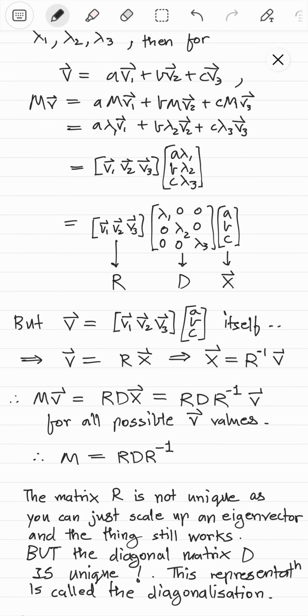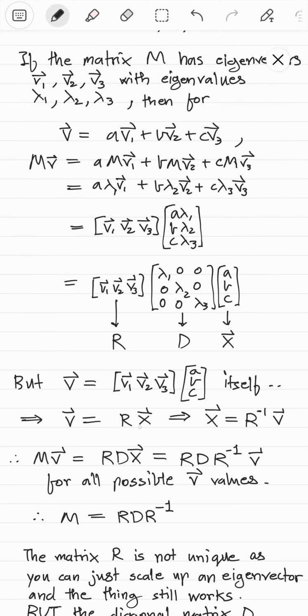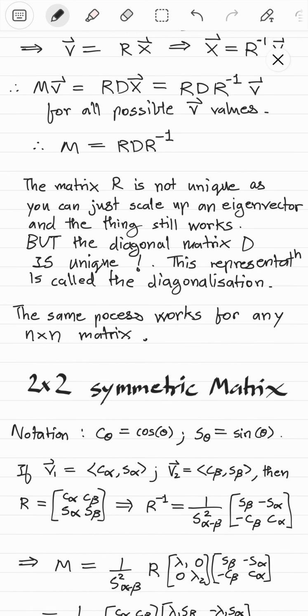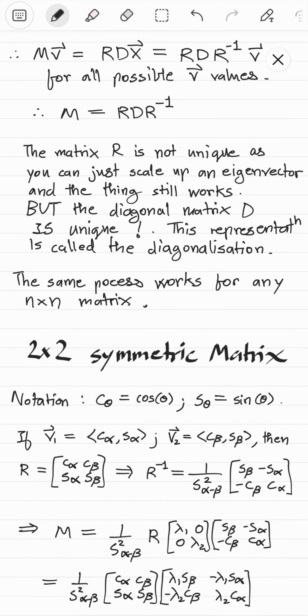So this representation, writing M as R D R inverse, is called diagonalization. Okay, and the same process works for any n by n matrix, but we are specifically interested in 2 by 2 symmetric matrices. So here's the new thing, it's supposed to be symmetric. That is important, because only when your matrix is symmetric can you have some nice properties, and we'll see what those nice properties are.